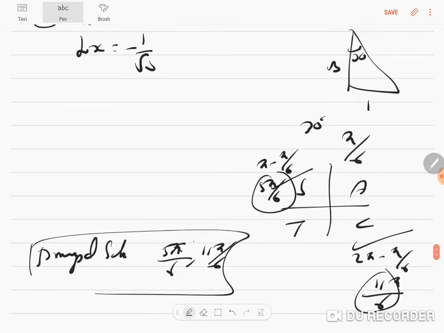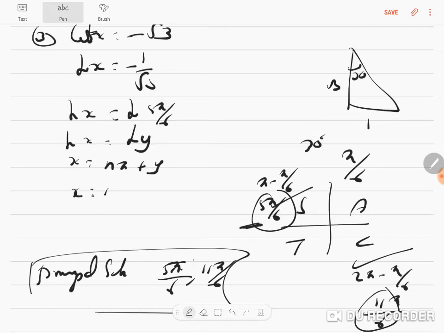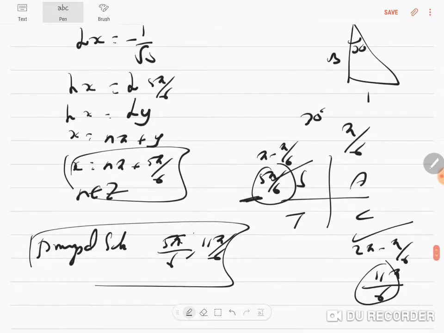Principal solution. What about general solution? Take the first value, which is 5 pi by 6, and substitute here: tan x is equal to tan 5 pi by 6. It's of the form tan x is equal to tan y, x is equal to n pi plus y. So x is equal to n pi plus 5 pi by 6, where n is an element of z, will be your general solution.